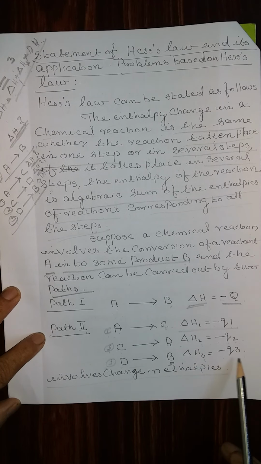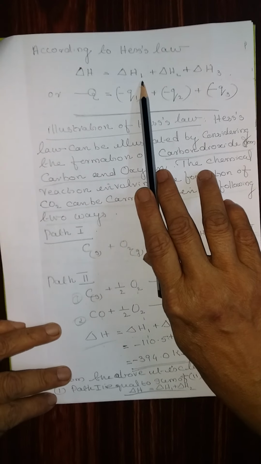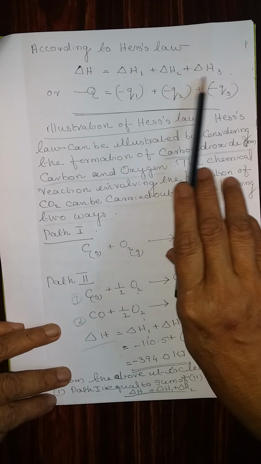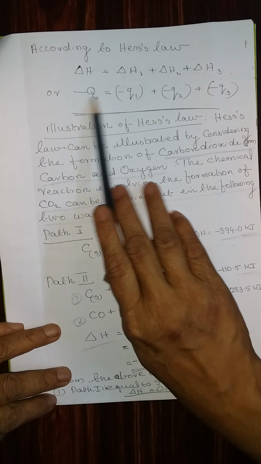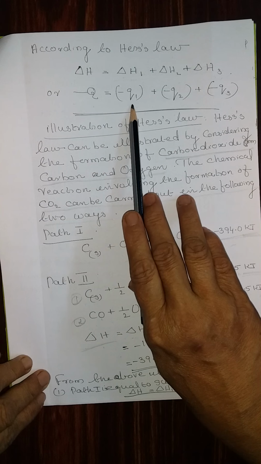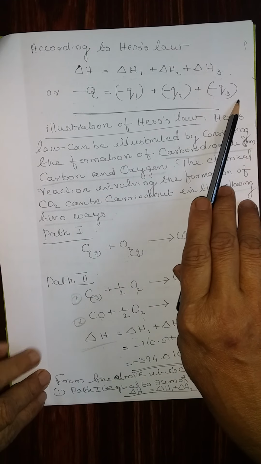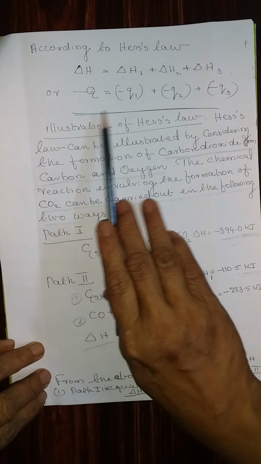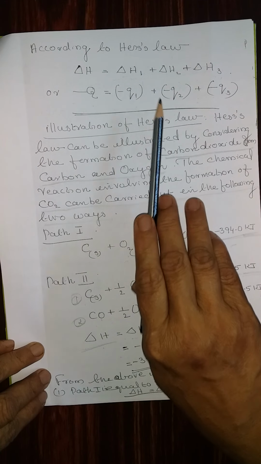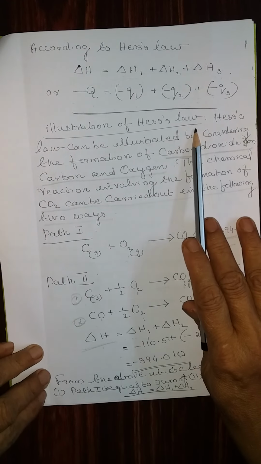These are the enthalpy changes of the three different steps, and according to Hess's law, delta H is equal to delta H1 plus delta H2 plus delta H3. If you calculate that, both will be the same. That is, minus Q is equal to minus Q1 plus minus Q2 plus minus Q3. When the left hand side and right hand side become equal, we verify Hess's law. This is an illustration of Hess's law.